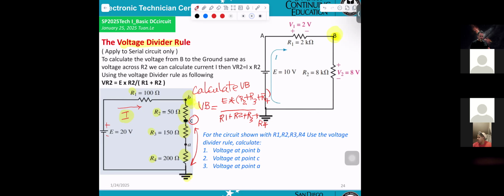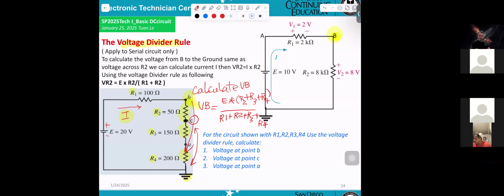Otherwise, you have to calculate the total resistance, calculate the total current, then you can calculate the VB to ground. Then you can use this formula. You can see E divided by R1 plus R2 plus R3 plus R4. That is the current, times R2, R3, R4. That means from here, go to the ground.